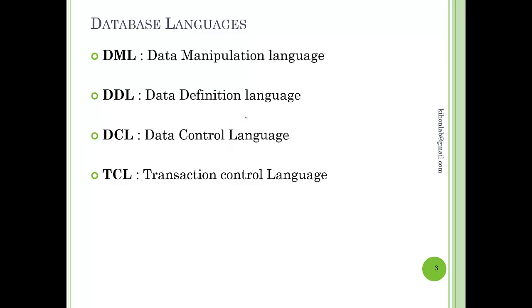Now here we can observe there are 4 different types of database languages: data manipulation language, data definition language, data control language, and transactional language. In this video, these 2 languages we are going to see in detail, and the next languages, when we see transactions, that time it will be more clear.